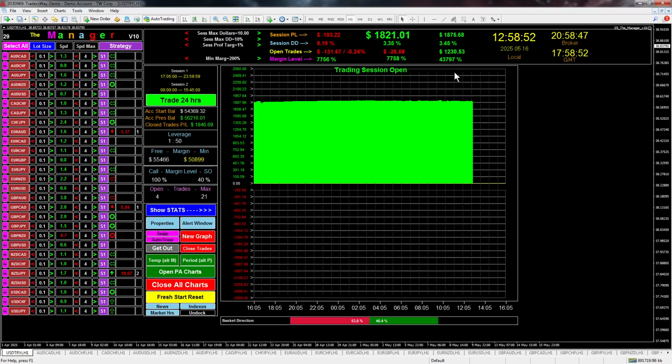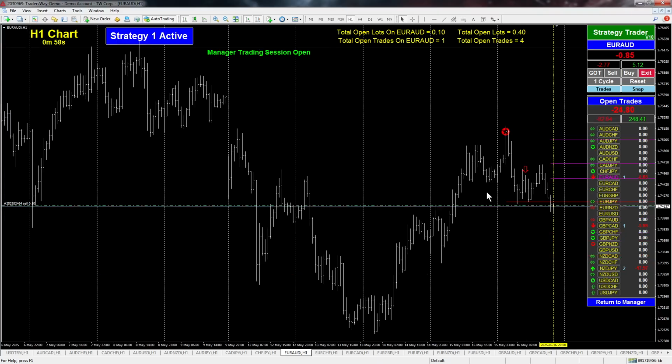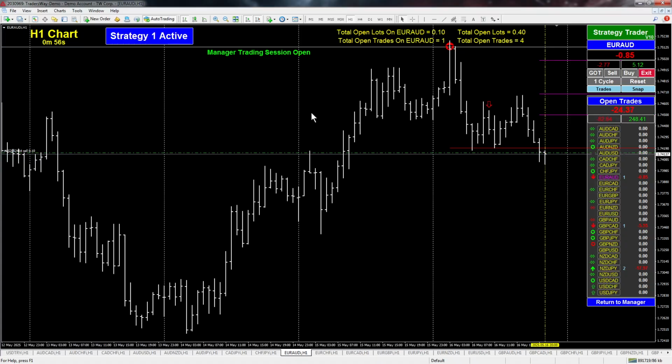Okay, so now I'll show you what a trade we're in looks like. This one has one trade open, this one has one trade open, this one has two trades open. But here you can see this is using strategy 1. This is the first signal. Now when I say signal or filter, that doesn't mean it just has to meet one thing. There could be a group of filters within this one to get this one to activate.